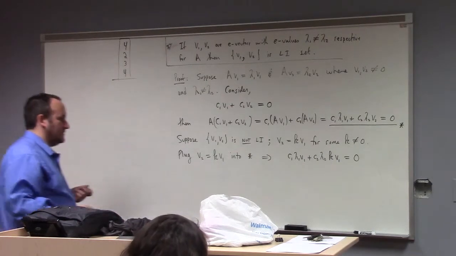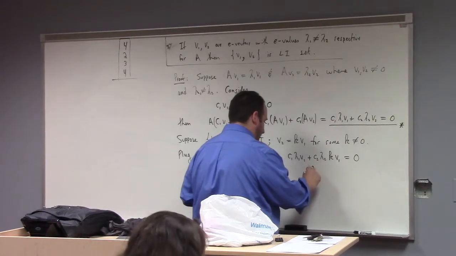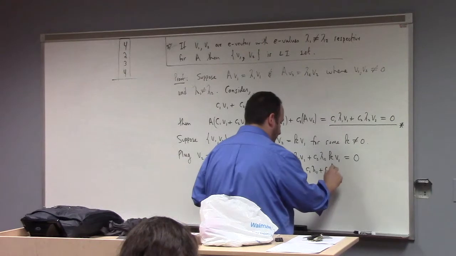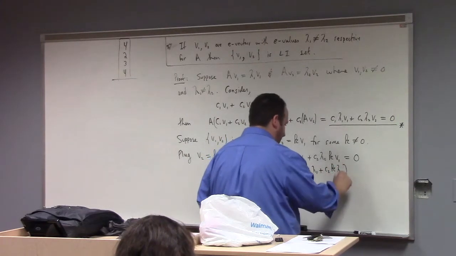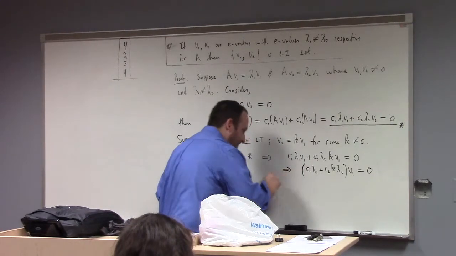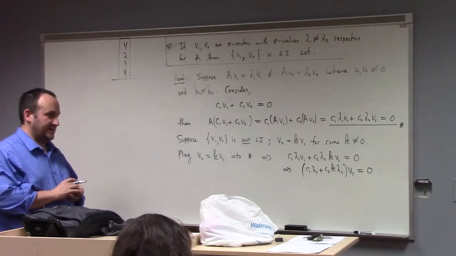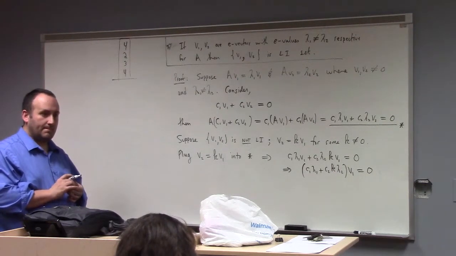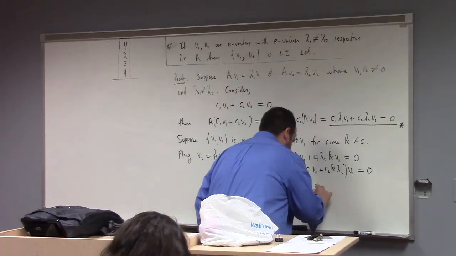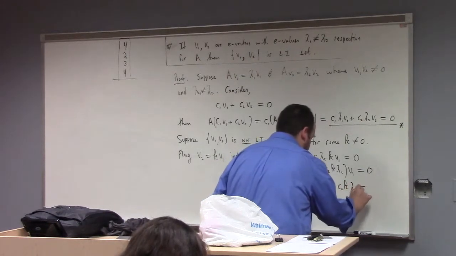Well, does it say that though? I think what we have at the moment then is C1 lambda 1 plus C2 k lambda 2, that times V1 equals 0, right? We're assuming that V1 is non-zero, so what does that tell us? Right, so we got C1 lambda 1 plus C2 k lambda 2 is equal to 0.